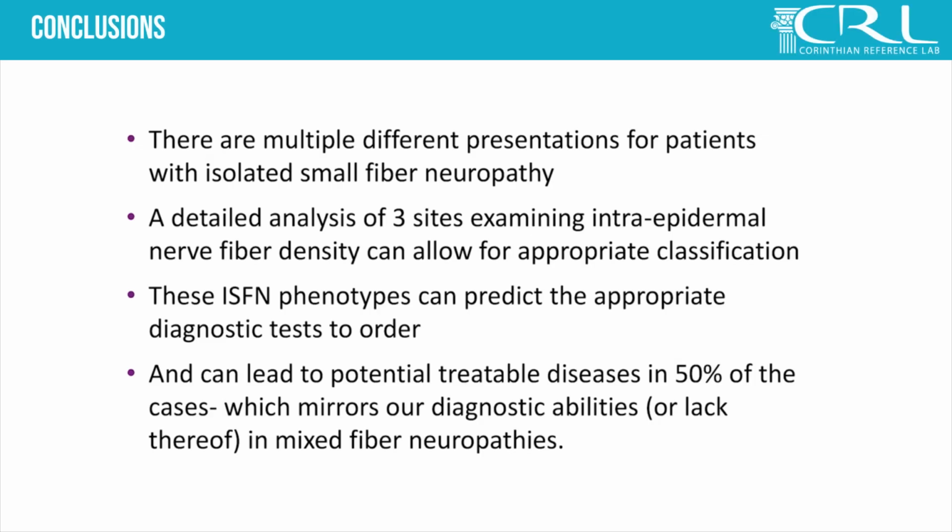So what we see is that by doing 3 different sites and analyzing the specific pathology in these patients, we get a much better idea of what their clinical phenotype is, and therefore a better idea as to what the underlying diagnosis might be. By looking at this, we're not only trying to put our patients into smaller buckets, but we're really trying to get a better and more educated analysis of the types of tests that we need to do on these patients so that hopefully we can find more and more treatable etiologies for small fiber neuropathy.